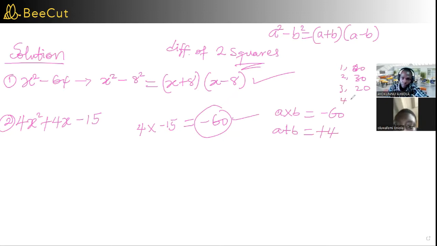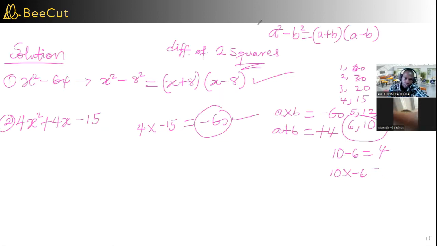So 4 and 15, 5 and 12, then 6 and 10. Then there's nothing more. Is there anything more that we want to multiply to give us 60? So definitely we should look at this, because we're looking at a negative 60. So if I have 10 minus 6, I will have 4. Then if I have 10 times minus 6, I will have negative 60.